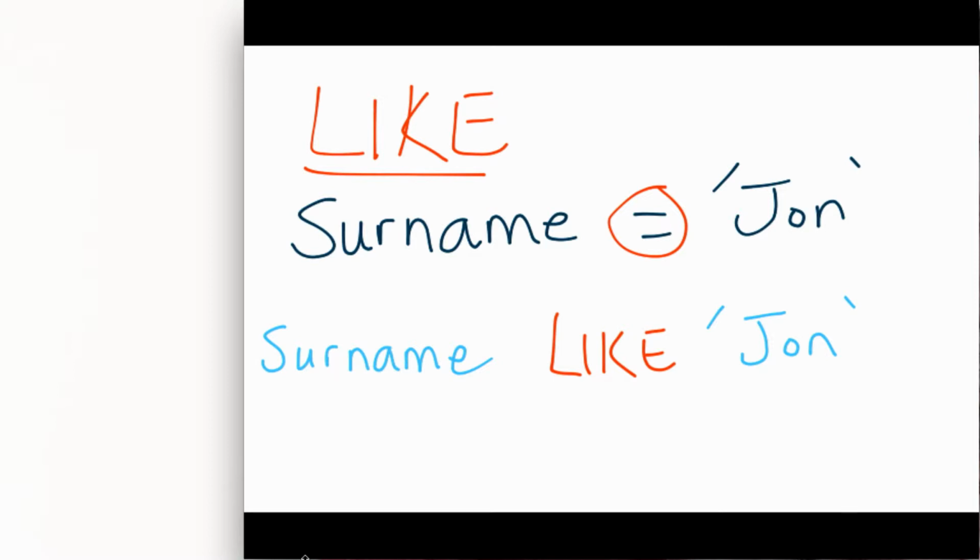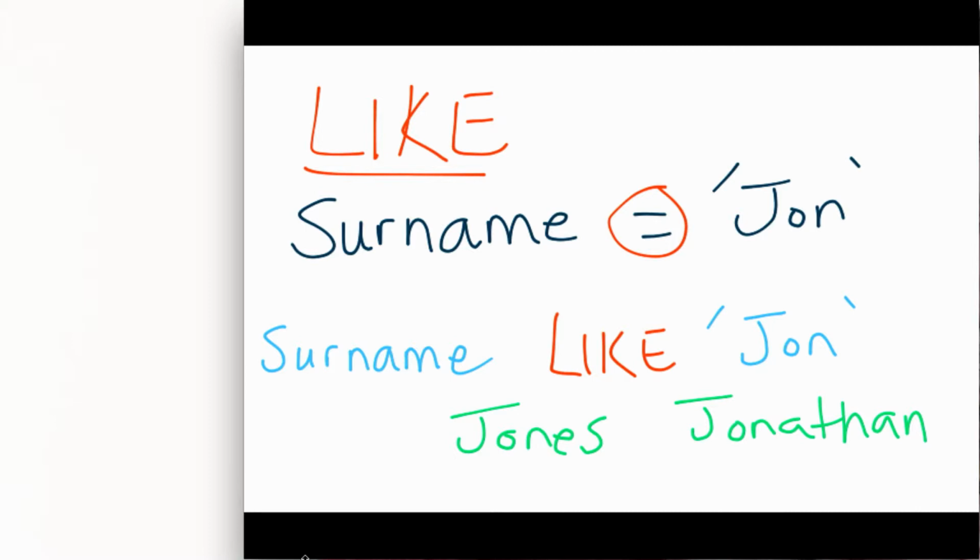So it would find, for example, you if your surname is John, but it would also find you if your surname is Jones, or if you've got a surname of Jonathan. It would find all of these results as well. So the like operator is where a perfect match is not actually needed. Perfect and close matches are listed as well.